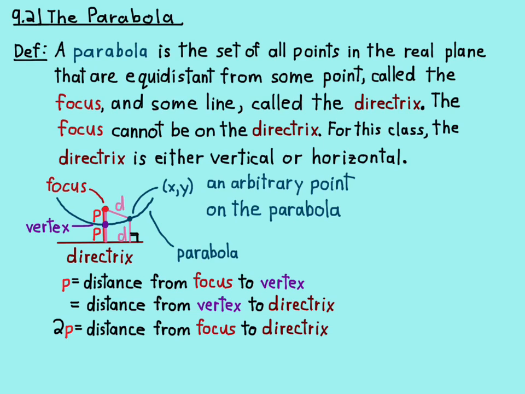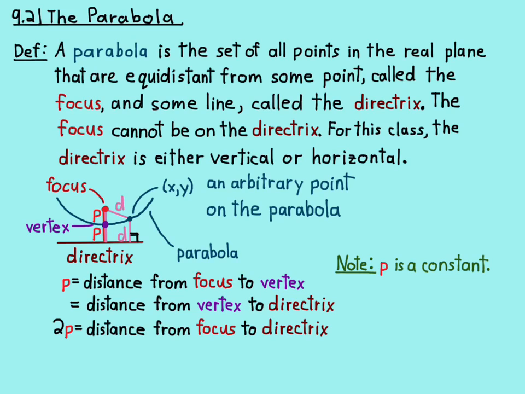It makes it easier to graph the vertex or the focus, whichever one you're missing. If you know the focus and the directrix, it makes it easy to graph the vertex. And if you know the vertex and the directrix, it makes it easy to graph the focus. And if you know the focus and the vertex, it makes it easy to graph the directrix. So if you know any two of those, you can graph the third just from this fact.